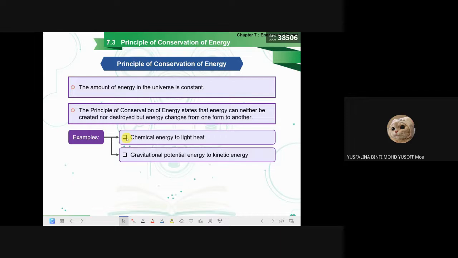Another one is gravitational potential energy to kinetic energy. Let's say you go down using the stairs, from the third floor. From the third floor, you have gravitational potential energy. When you come down to the first floor, it changes to kinetic energy.